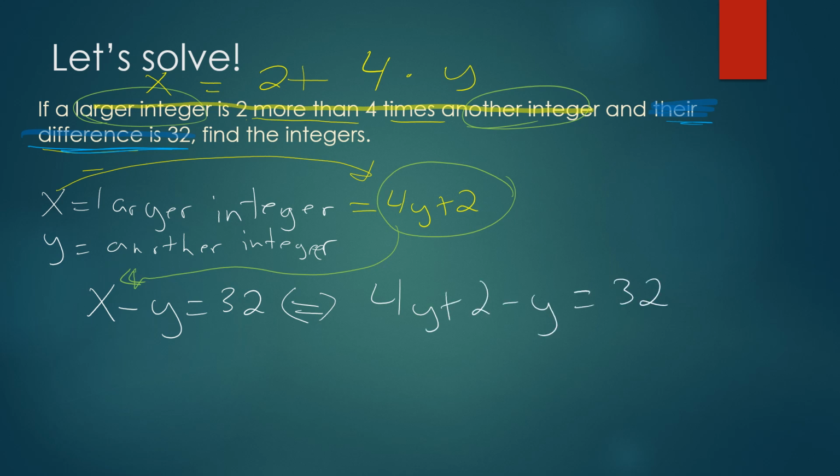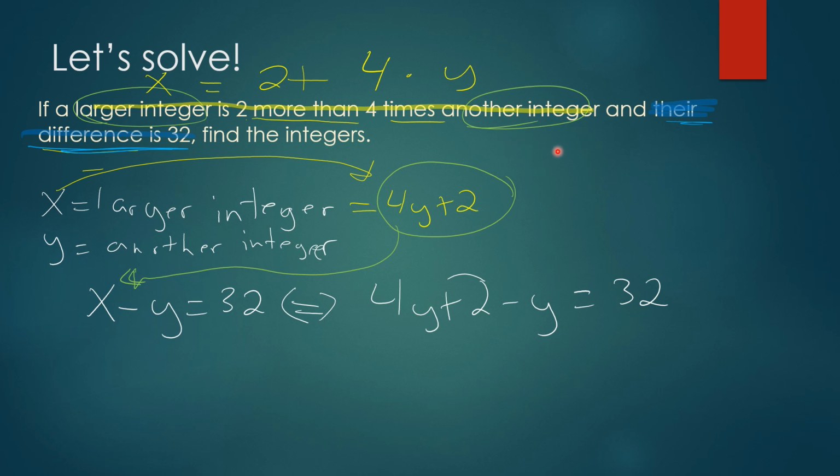Now I have one variable with an unknown. So I have done the first step, which is read the problem, and then I read it again, picking out the prominent information. I actually have two equations here. I have the difference equation, and then I also have the 2 more than 4 times the other one. I combine those two equations together using substitution.